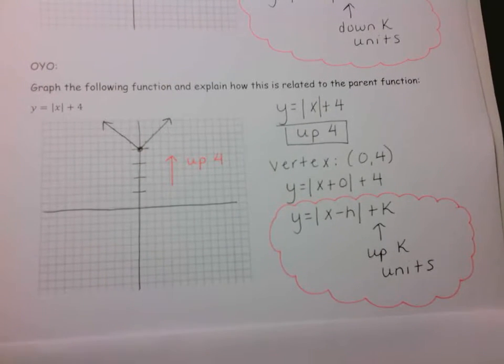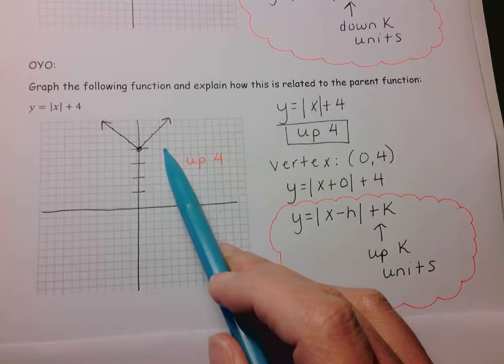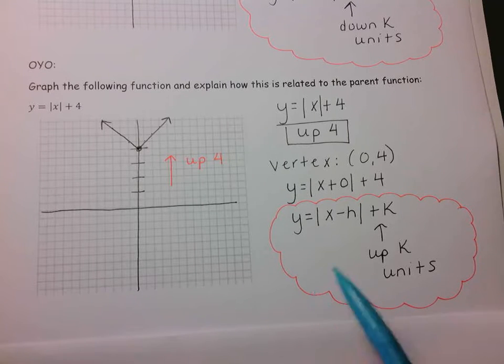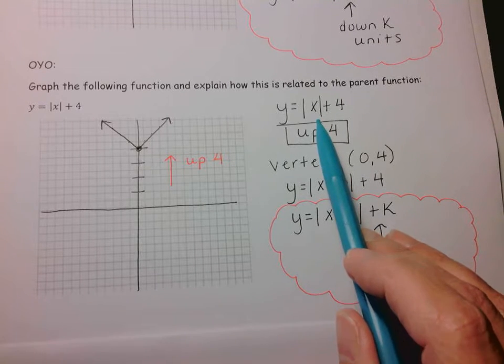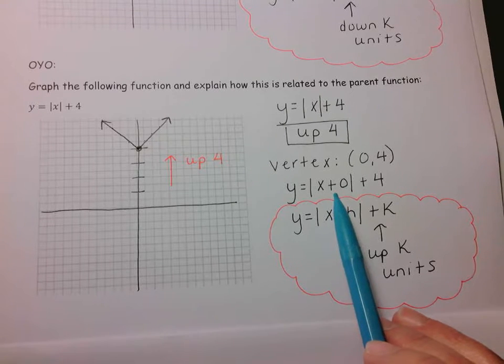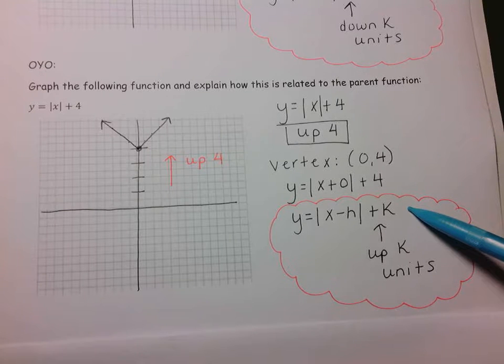So this graph is going to be shifted up 4 units from the parent function. And again, how do I know that? This is the same thing as saying x plus 0. So my vertex is at 0, 4. So whenever we have a situation where it says plus k, that means it's going to be shifted up k units.